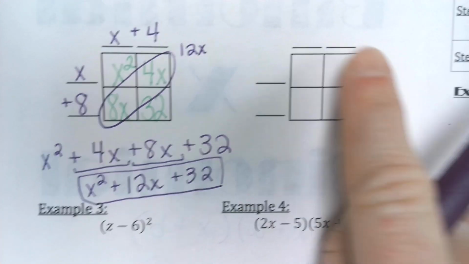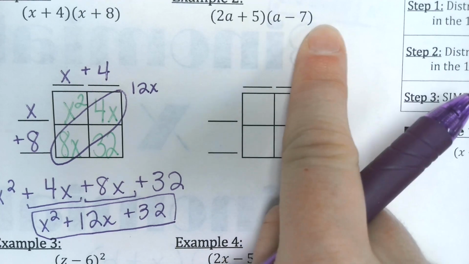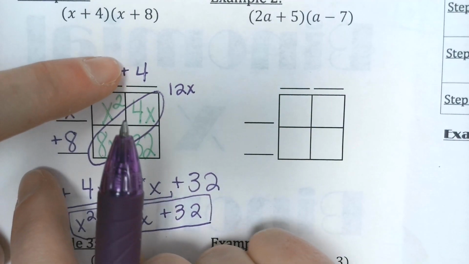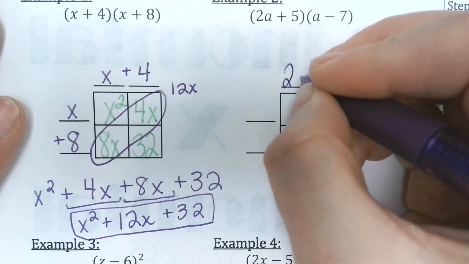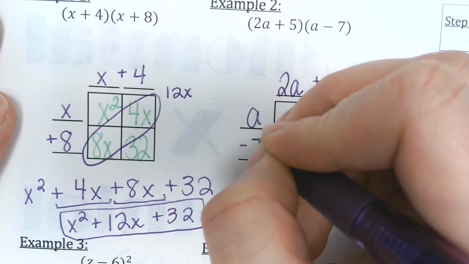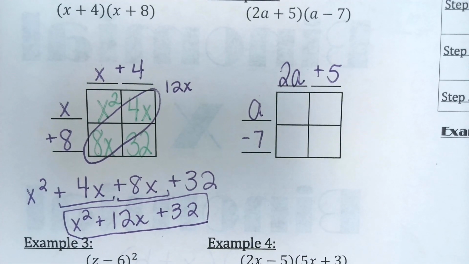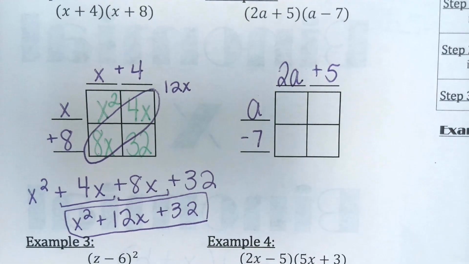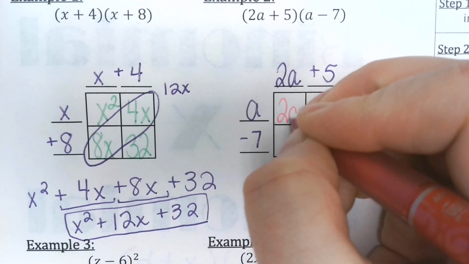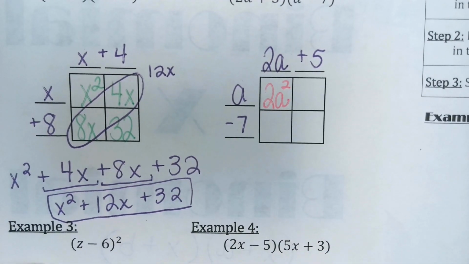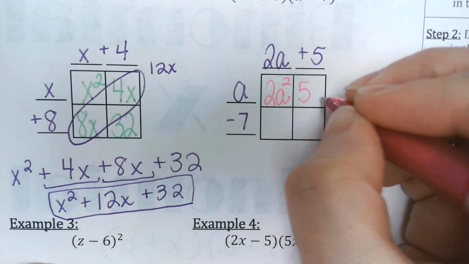So let's look at the next one. 2a plus 5 times a minus 7. These can be interchangeable, so I didn't have to do it like that. That's just what I chose to do this time. So 2a plus 5 and then a minus 7. So we multiply a times 2a. That's 2a squared, because it's a times a. And then we have 5 times a. It's 5a.